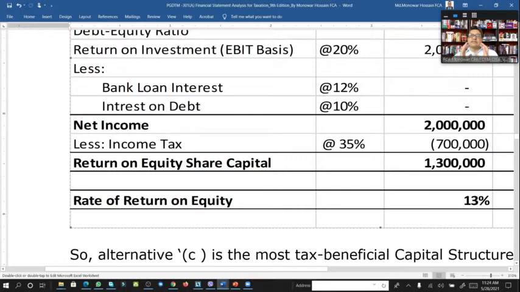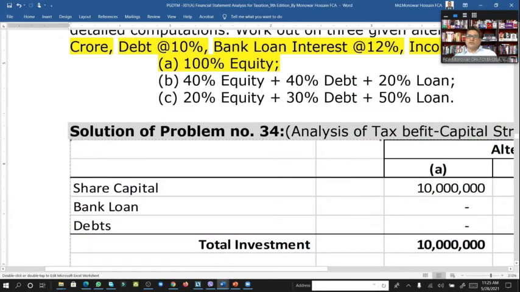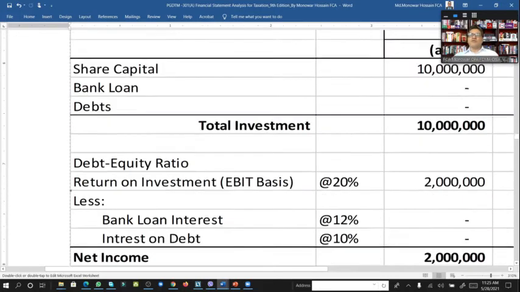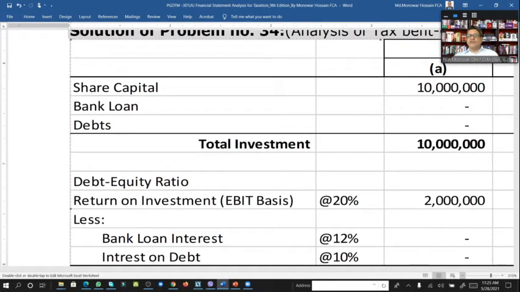So this 13 lakh belongs to the shareholder. Investing 1 crore and getting 13 lakh net profit means the rate of return on equity is 13%. So number 1 is okay. Now we will go for number 2.